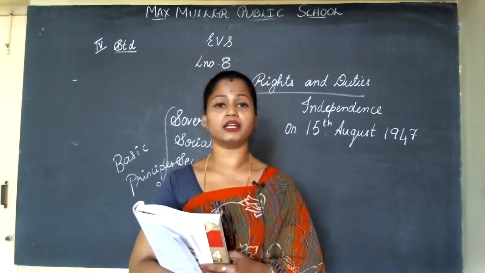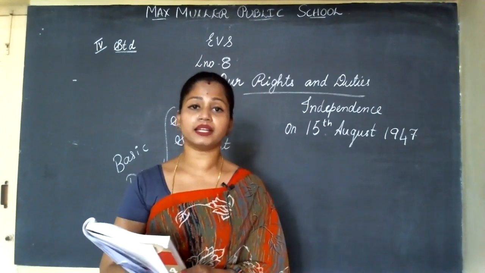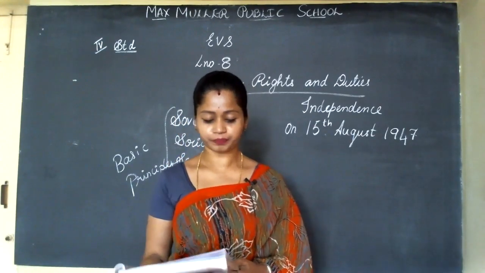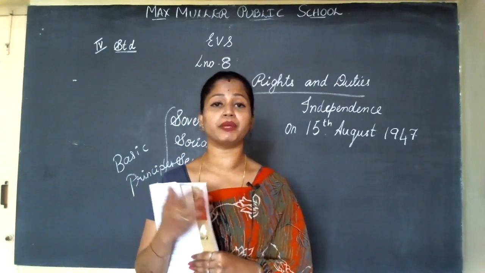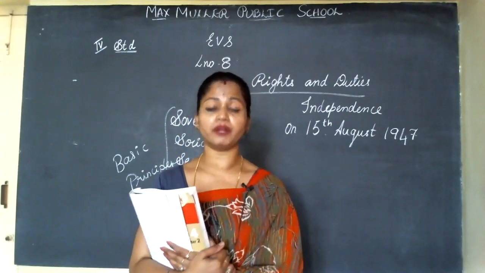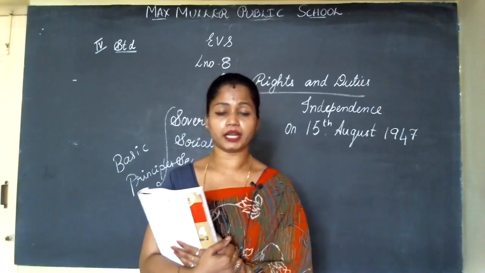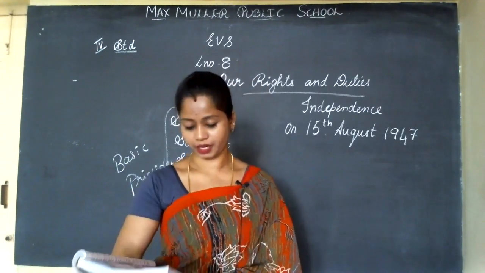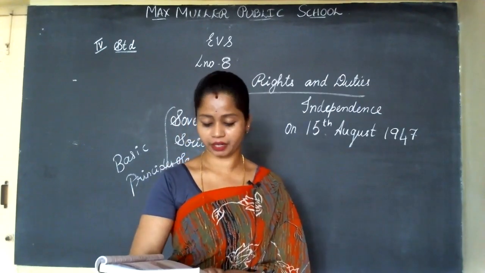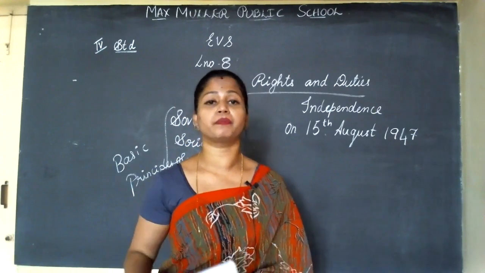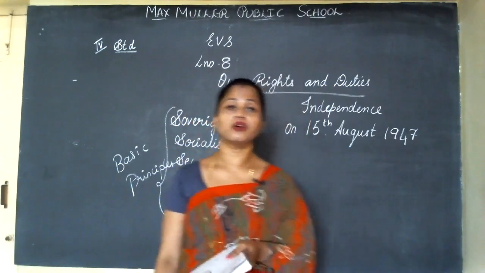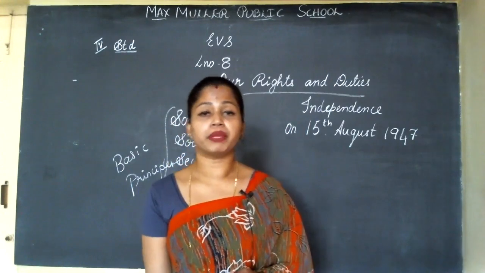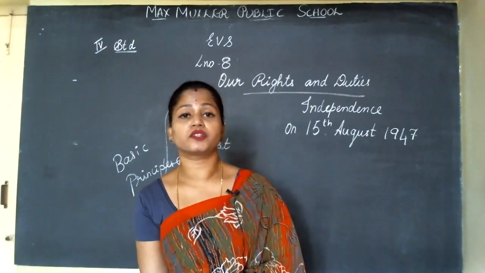Secular: all religions are equal in India. Democratic: people elect their leaders. We the people elect our leaders whom we need. It is called democratic. And the last one, republic. Elected leaders form the government and represent the people. The leaders whom we have elected will form the government and represent the people.